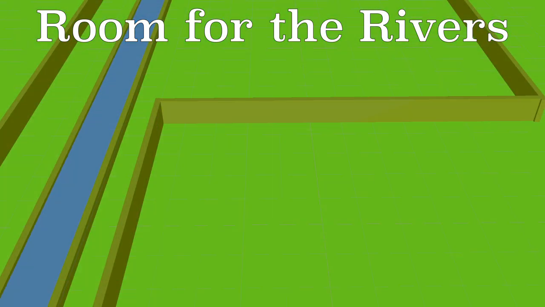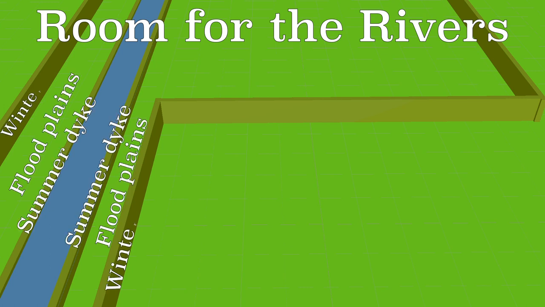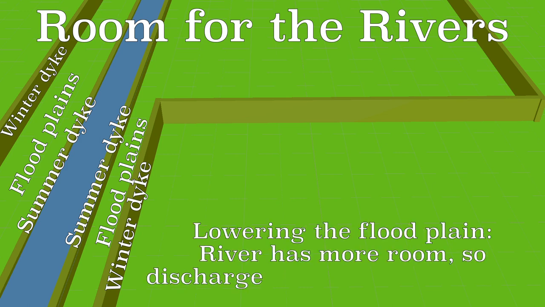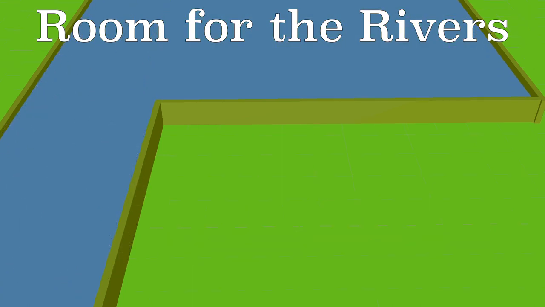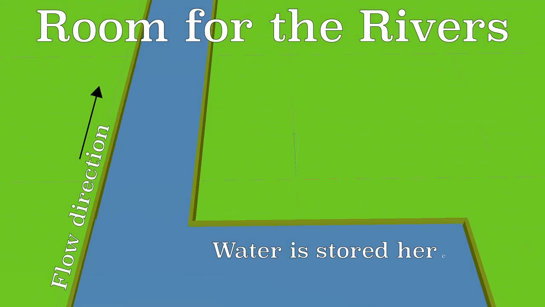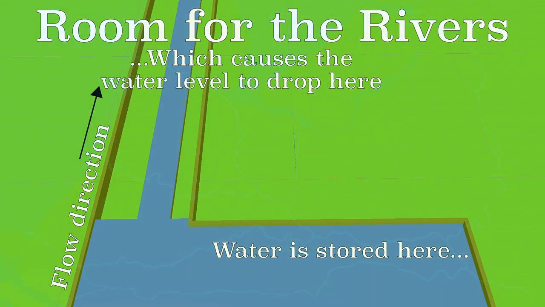Some measures focus on the second part of the strategy and ensure that the water can be temporarily stored in surface water, such as in lakes or in the floodplains. The floodplains are the area between the summer and winter dike. By digging out the floodplains, the river is thus given more space. As a result, the water level drops downstream, which reduces the risk of flooding there.